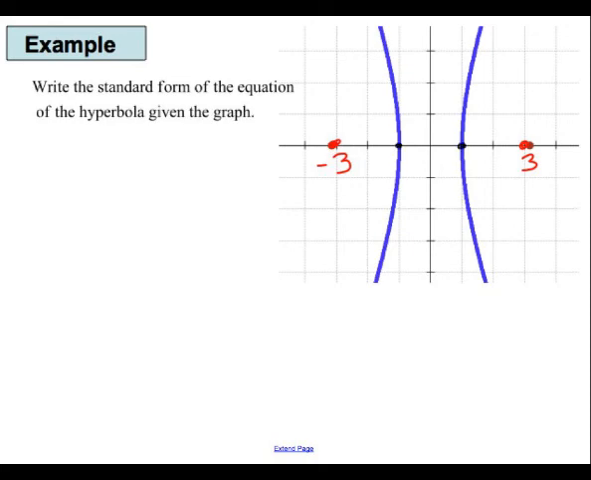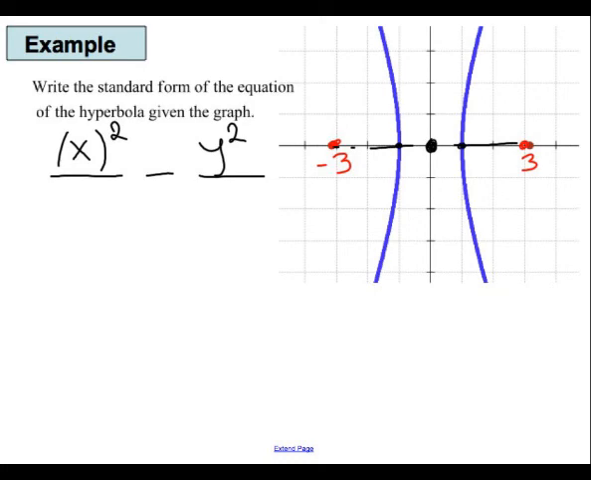Okay? So that tells me that this must be my vertex, because it's along the same axis. Okay? So I see it opening left and right, so I know it must have x first. And I also notice that it's centered at the origin. So it's going to be x squared over something minus y squared over something.